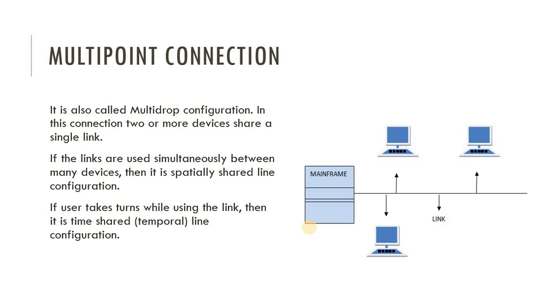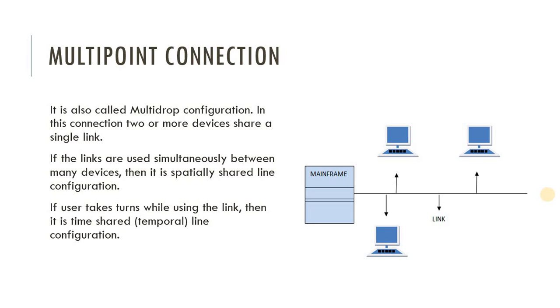As the name suggests, it has multiple devices. It is also called the multi-drop configuration. In this connection, two or more devices share a single link. So we can assume this link as a LAN cable, and in this LAN cable, these four PCs are connected. This is one server, and these are the client or user devices. So all the devices are connected with one single LAN cable.